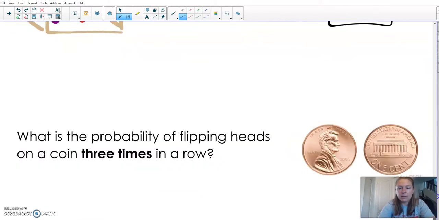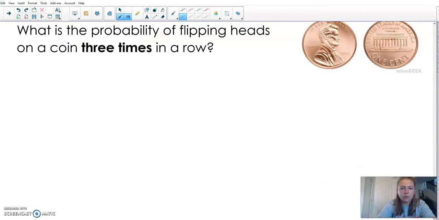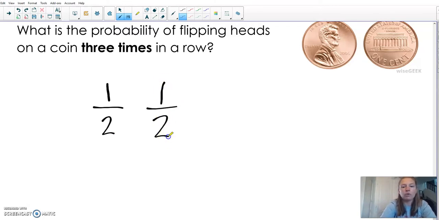My last example of compound probability is with a coin. What is the probability of flipping heads on a coin 3 times in a row? Okay. Well, what's the probability of flipping a heads in general? Just once. It would be 1 out of 2 sides. Okay, again, we flip it. It's still 1 out of 2 sides. And for a third time, we flip it. Again, it's 1 out of 2 sides. Well, we want all 3 of those in a row.